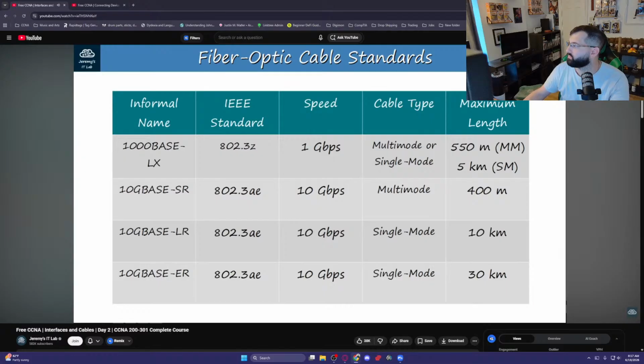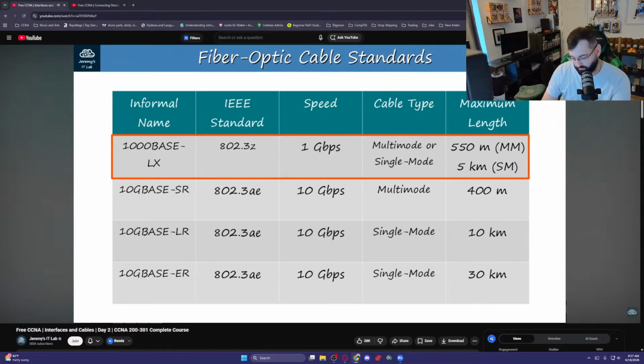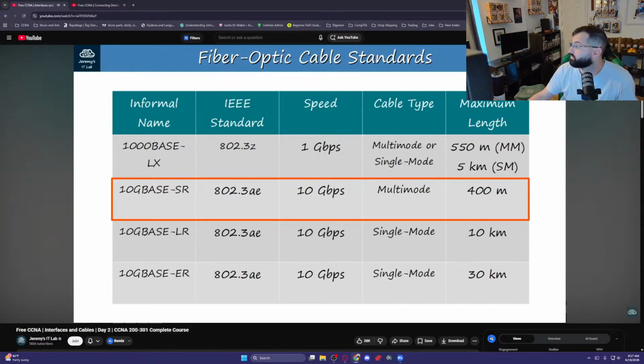Here's another chart like the one we looked at for copper UTP cable standards, this time for fiber optic cables. First up is a standard for 1 gigabit Ethernet over fiber, known as 1000 base LX. It is defined in the 802.3Z standard. This standard can be used over single-mode or multi-mode fiber cables, and you can see the difference in the maximum cable lengths: 550 meters for multi-mode fiber, and 5 kilometers, or 5,000 meters, for single-mode fiber. Next up is 10G base SR.